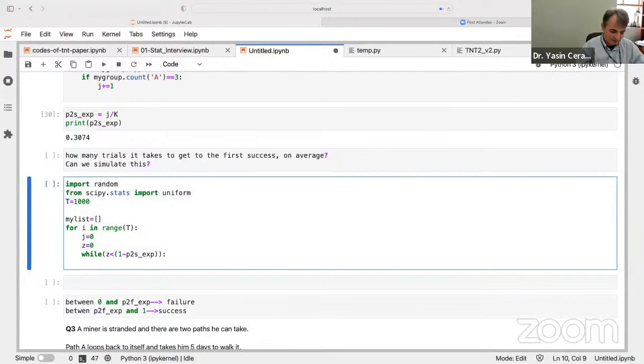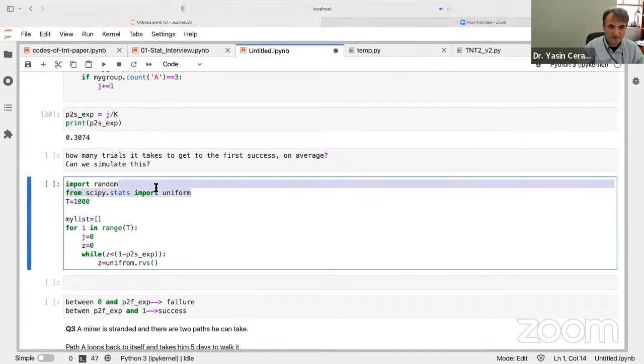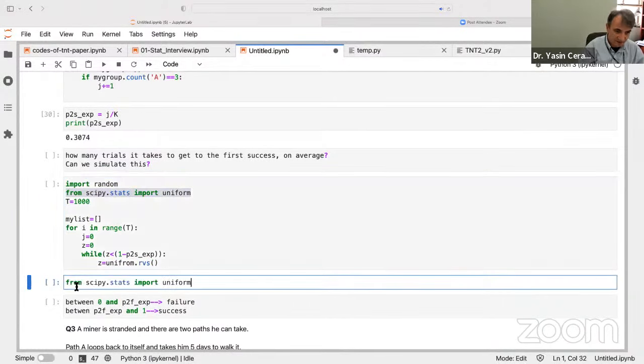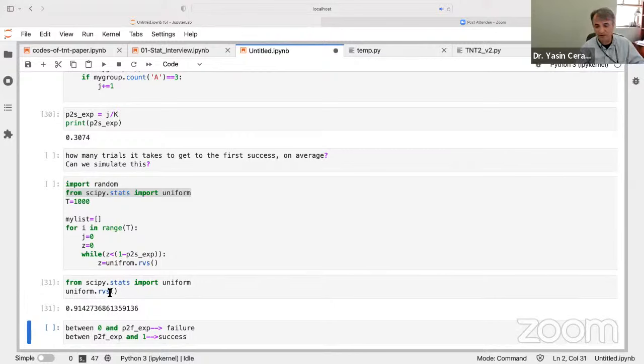So I will create a uniform distribution. Z is a random variable, a sample from a uniform distribution. So this is uniform.rvs, let me run this. Sorry. I know that it is coming late in some parts of the world and you are tired. I will stop in a moment. Every time I run this, it gives me a sample from a uniformly distributed random variable between 0 and 1.